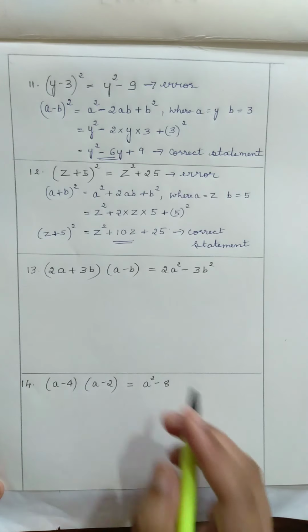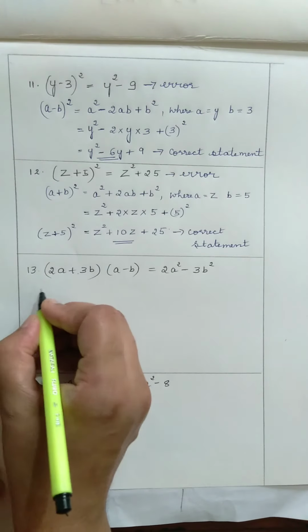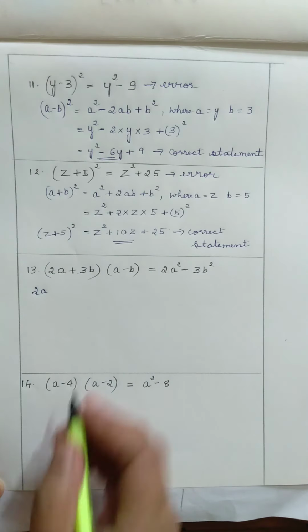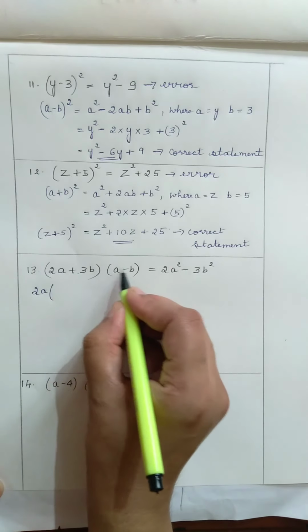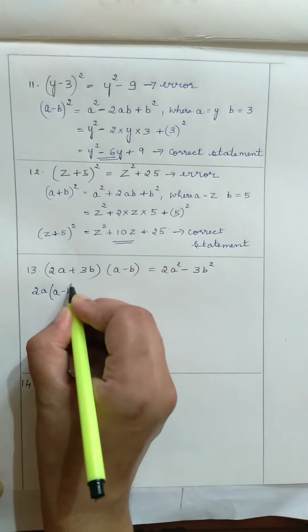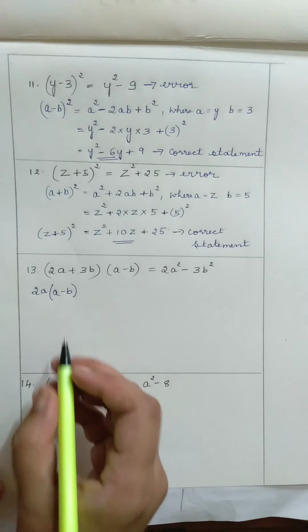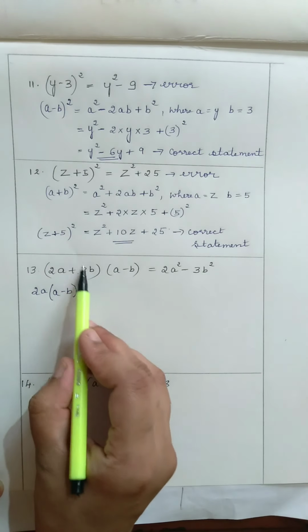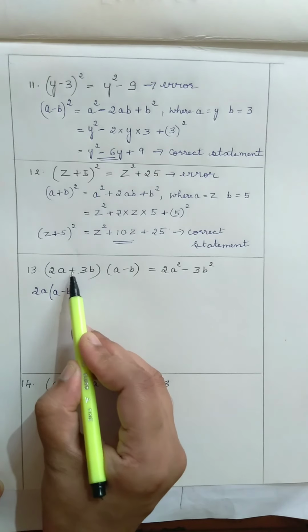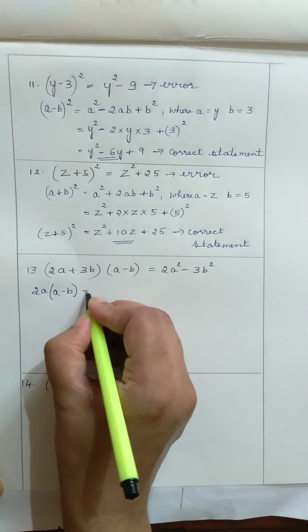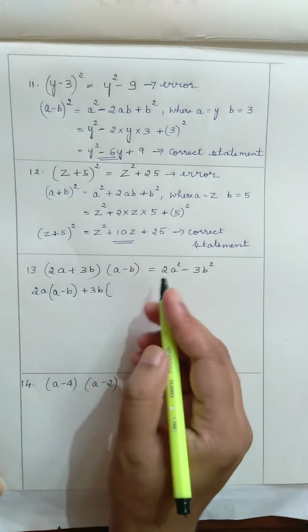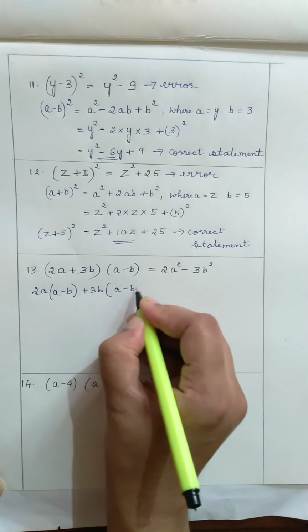Therefore, now in the first expression, take the first term, that is 2a, and multiply it with the second expression, that is (a - b). Next, in the first expression, take the second term, that is 3b, and take its sign, that is positive. So, plus 3b multiplied with the second expression (a - b).